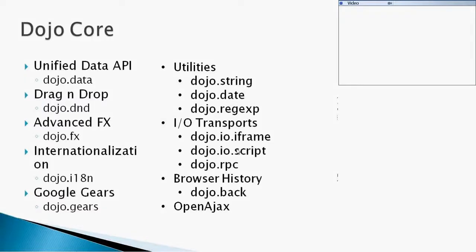It allows you to dynamically add any script file inside your page, and RPC. So all these things are there, and if you want to use them, you can use them. It's not there in the base part, but it's there in the core. Whenever you want to use any of these, simply say dojo.require, for example, dojo.io.iframe, and then you can use them.